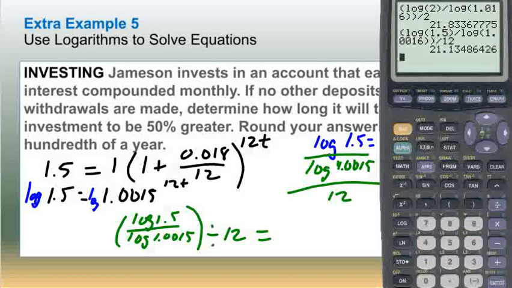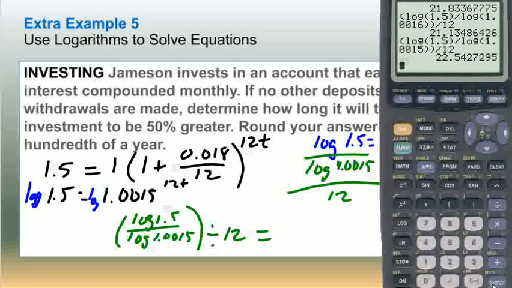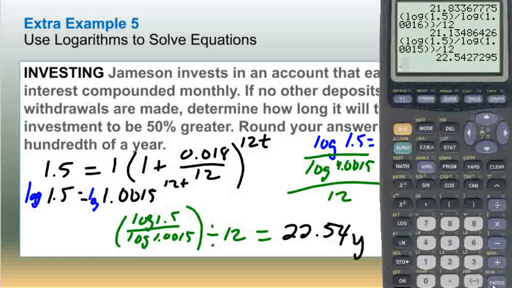I just realized I made an error here. I used the wrong decimal. This should be 1.0015. There we go. So then we would get 22.54 years. That's our lesson on simple, compound, and continuously compounded interest.